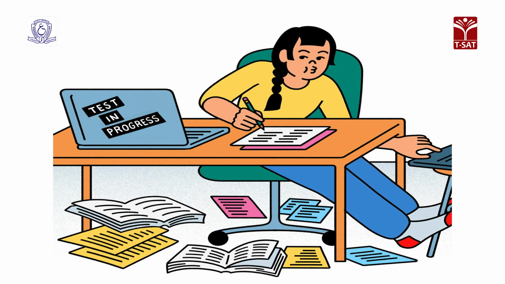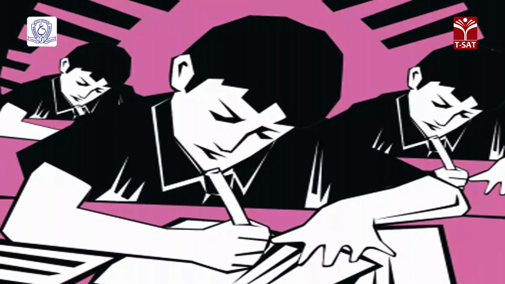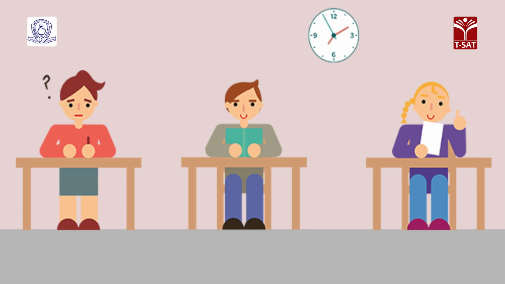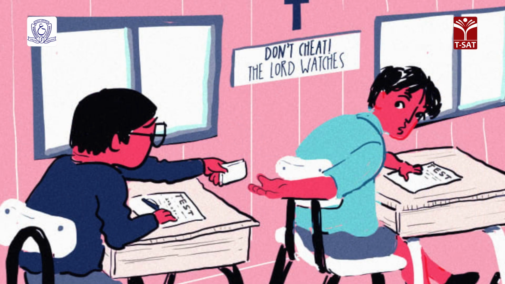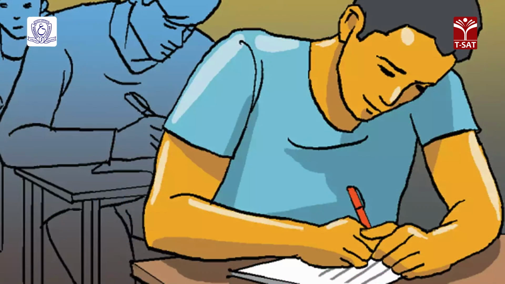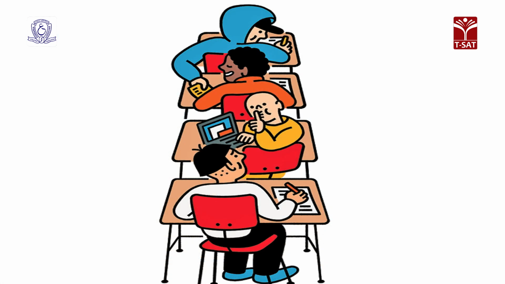For example, copying in an exam. When one student is caught and reprimanded for copying in an exam, others also tend to learn a lesson. But if the whole class is caught copying in the exam, the class would be scolded, and that leads to reflecting on what made them commit this act and not to repeat it next time.